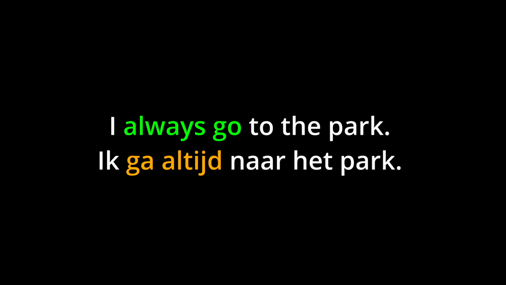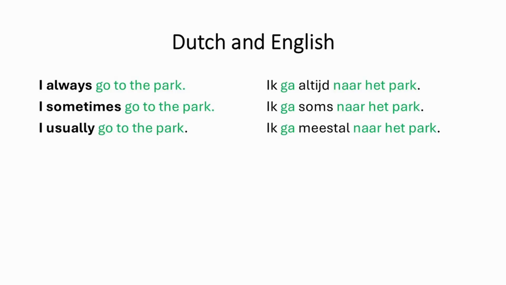So here's an example between Dutch and English. Dutch and English are quite close, but they're not the same. So in English, we say, I always go to the park. In Dutch, slightly different, I go always to the park. And it's the same with, I sometimes go to the park. I usually go to the park. In Dutch, it would be, I go usually to the park. I go sometimes to the park.